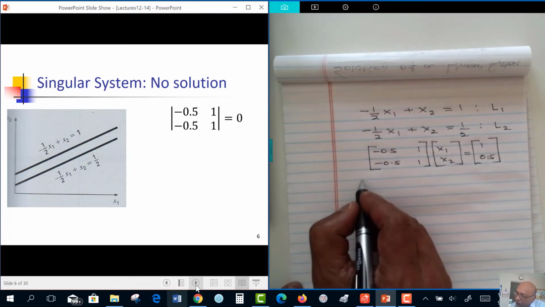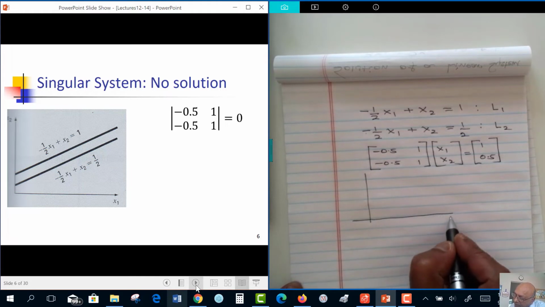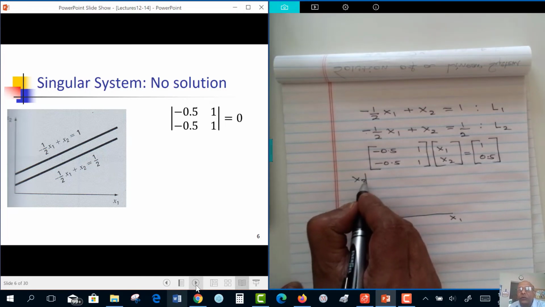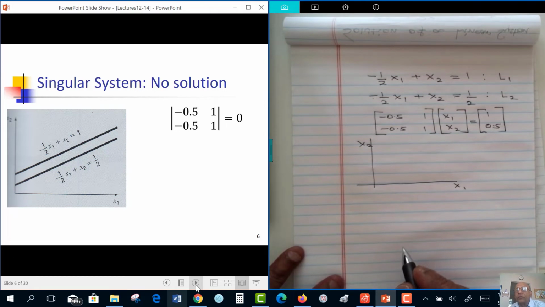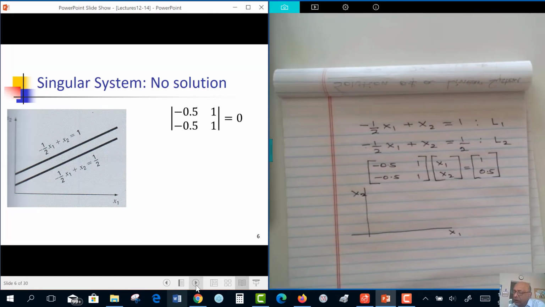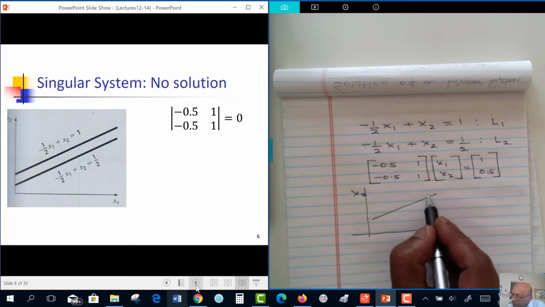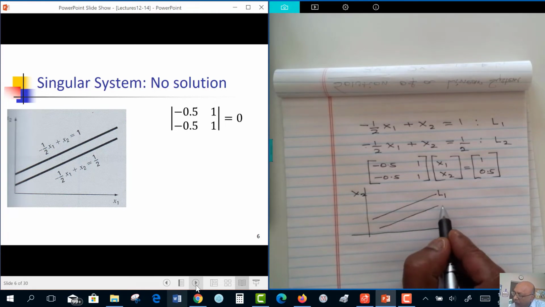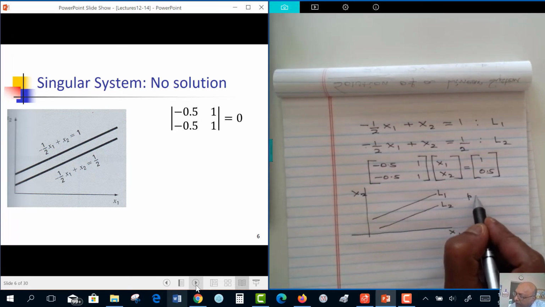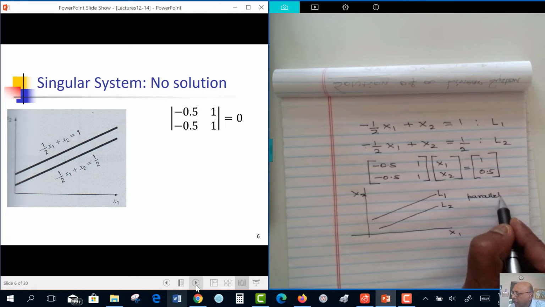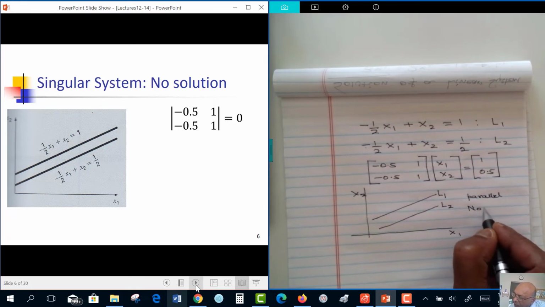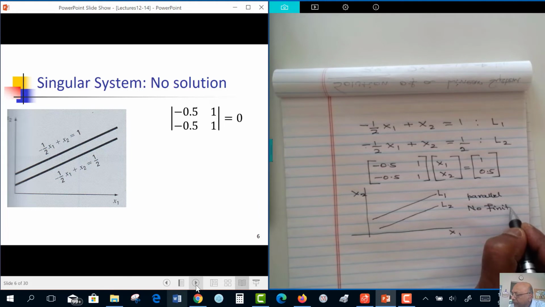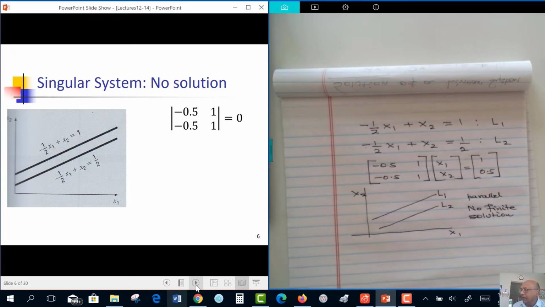Okay, so graphically we look at it. x1, x2. So obviously positive slope. This is line 1. Positive slope. This is line 2. They are parallel. So we have a problem. No finite solution.